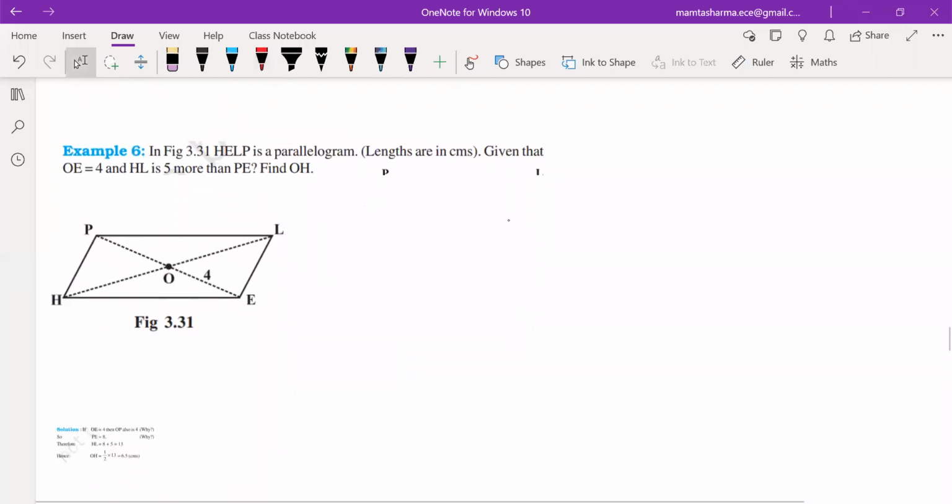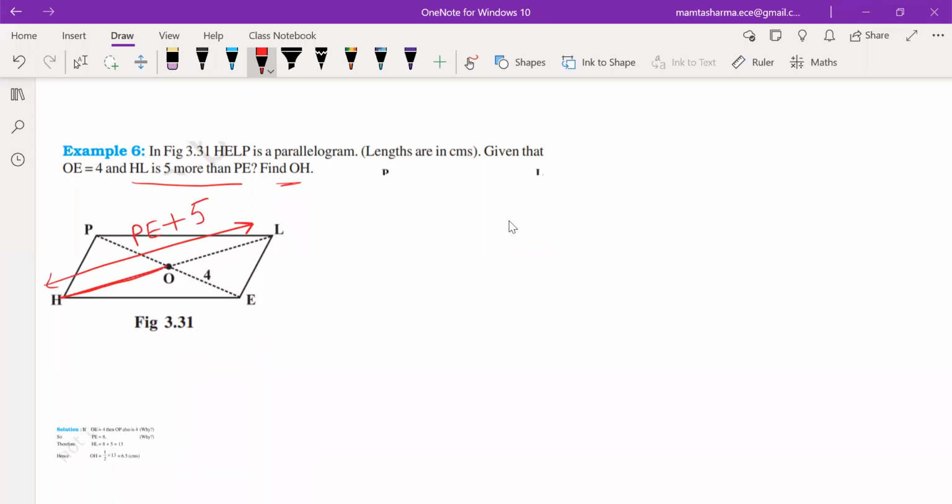So now see this. Help of a parallelogram. OE is given, O is 4. HL is 5 more than PE. Find out OH. Total HL: HL is 5 more than PE, so PE plus 5. Now what will be the PE?